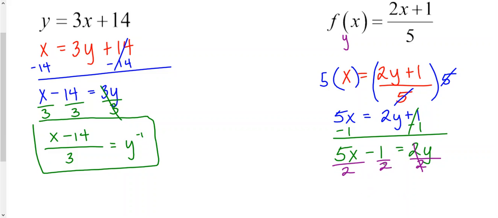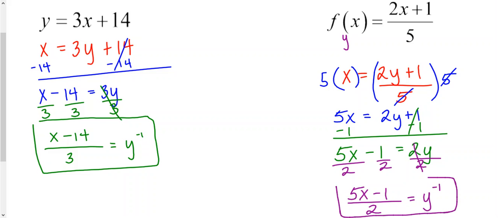So since 2 is the same on the bottom for both, we're just going to write it as one fraction. So 5x minus 1 over 2 is equal to y. And again, if we put the negative 1 up there, that means this is the inverse. So that is an overview about inverse relations and functions. So again, feel free to reach out if you have any questions.